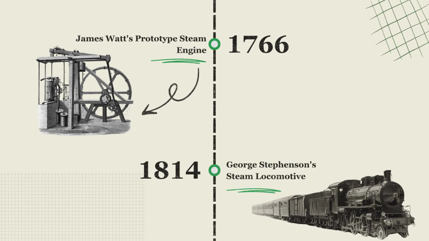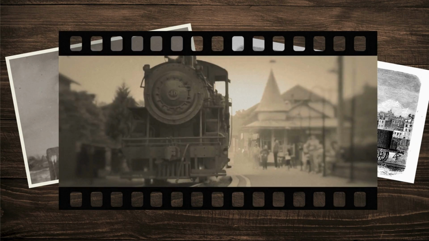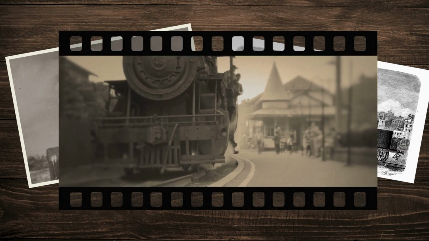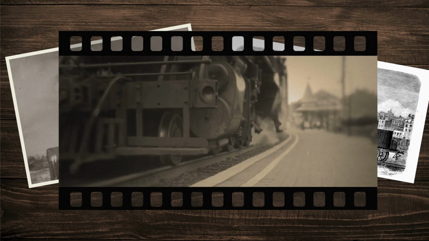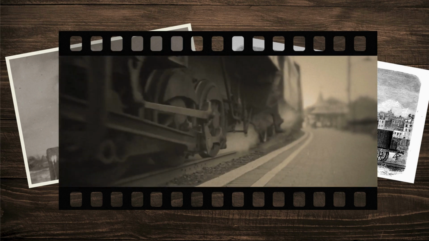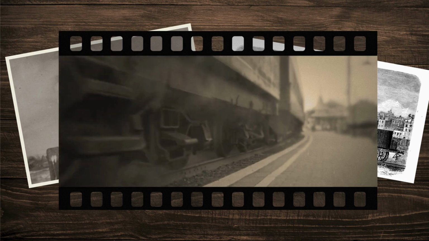In 1814, George Stephenson built the first full-scale working steam locomotive. It wasn't pretty, it wasn't fast, but it worked. And it turned steam power into transportation. For the first time, people and goods could move quickly across entire countries. But steam didn't stop there.